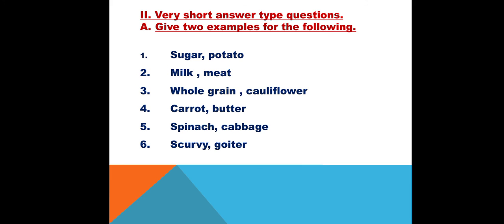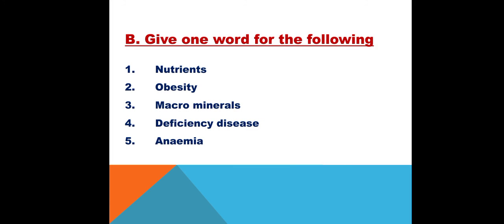Then Roman 2, very short answer type questions. Give 2 examples for the following. Students, you write any 2 examples. Then next, give one word for the following. Substances needed by our body for proper growth and healthy body functions. What is the answer? Nutrients. Nutrients are substances that are needed by our body for proper growth and healthy body function.